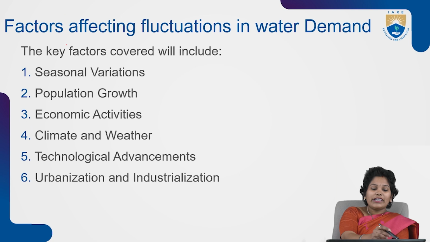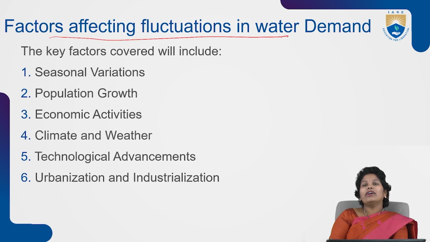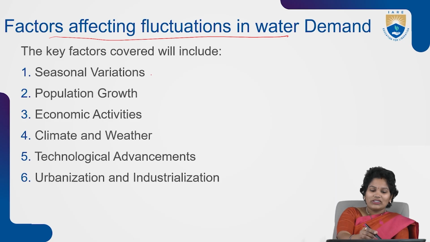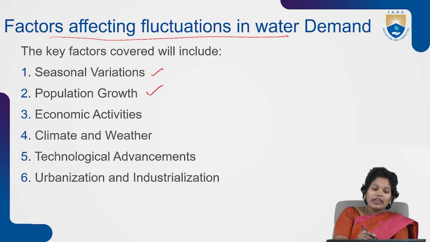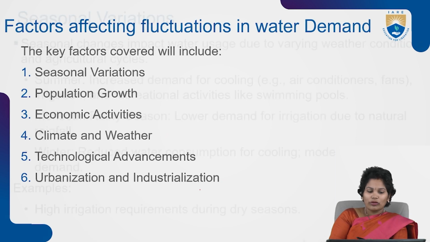Now we have factors affecting the water demand, right? The main key factors are seasonal variation. As we discussed, if it is summer season, the requirement of water is very high. Population growth: if population is high, the requirement of water is high, that is, demand is increased. Economic activities, climate and weather, technological advancement, urbanization and industrialization. We will see these as we go inside, right?